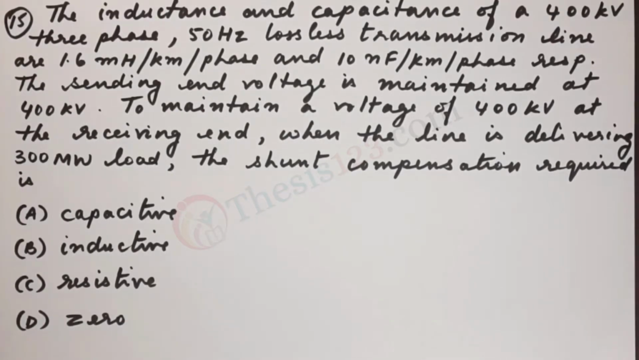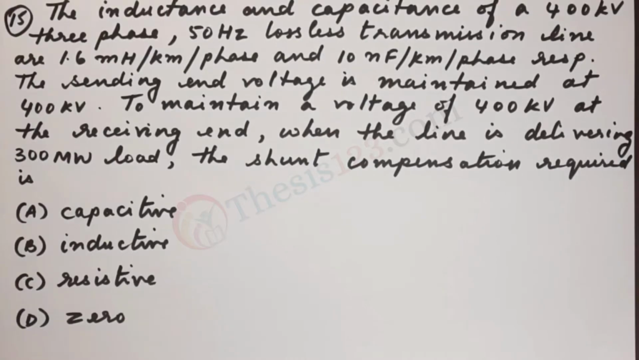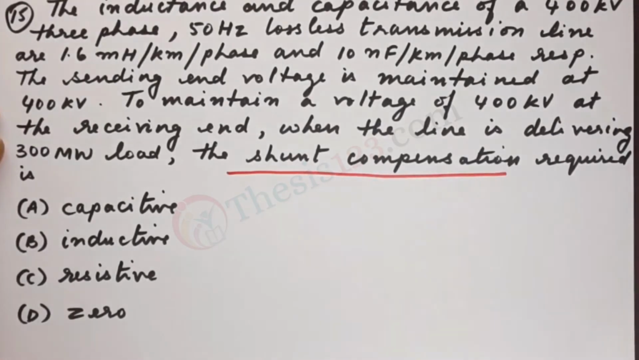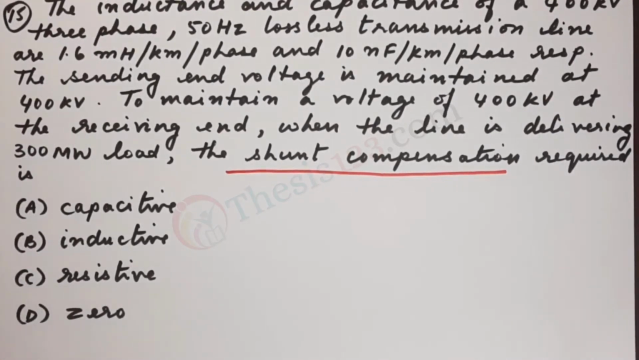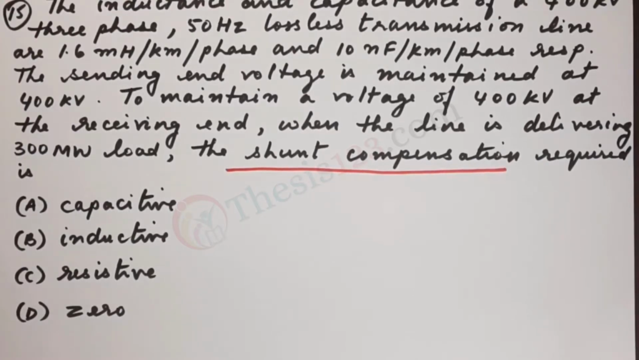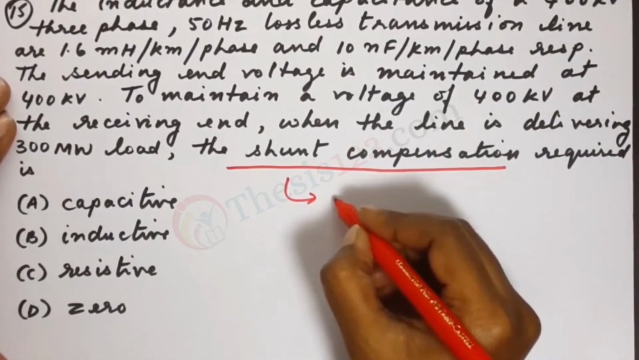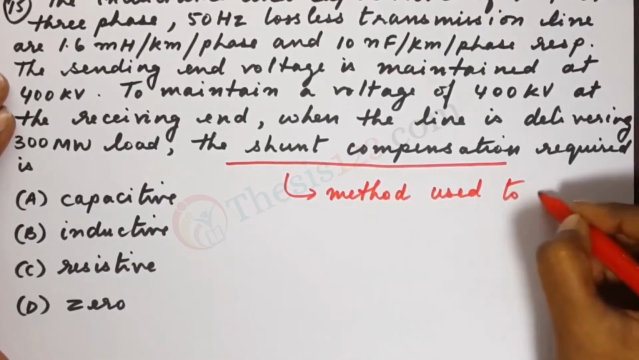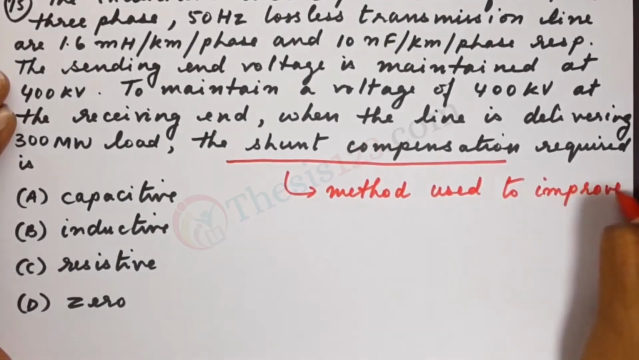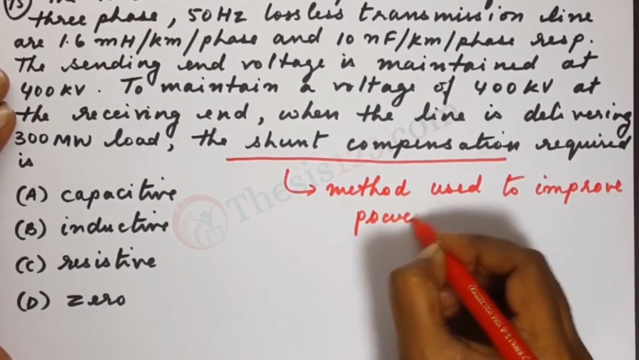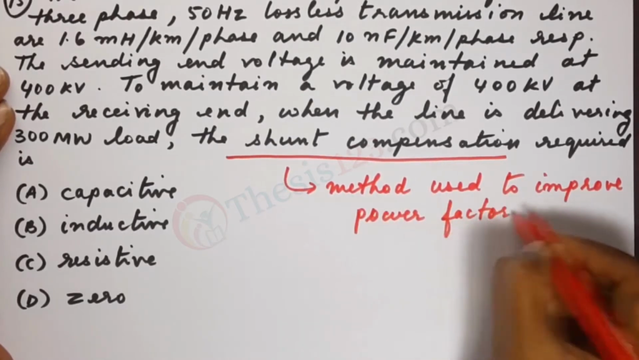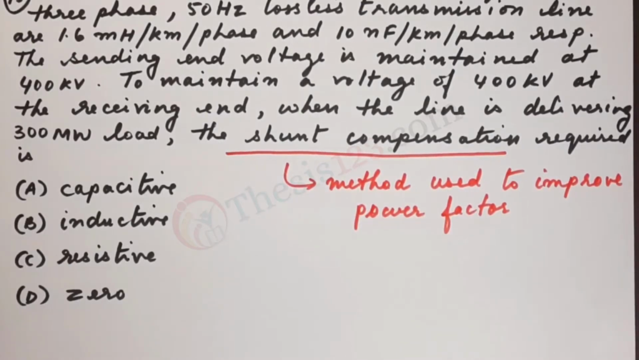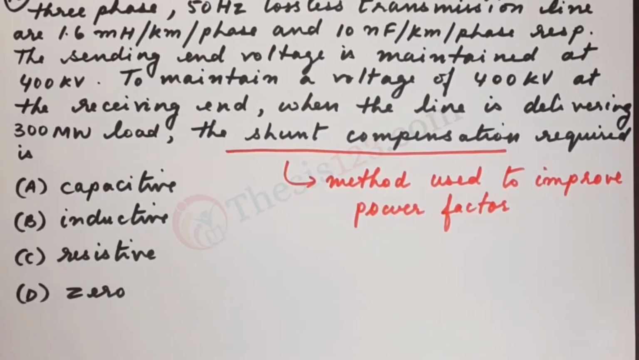Okay, so first you will have to understand what shunt compensation is. Shunt compensation is a method that's used to improve the power factor. So that's the basic definition. It's just a method used to improve the power factor. The closer the power factor is to unity, the best that it can get.